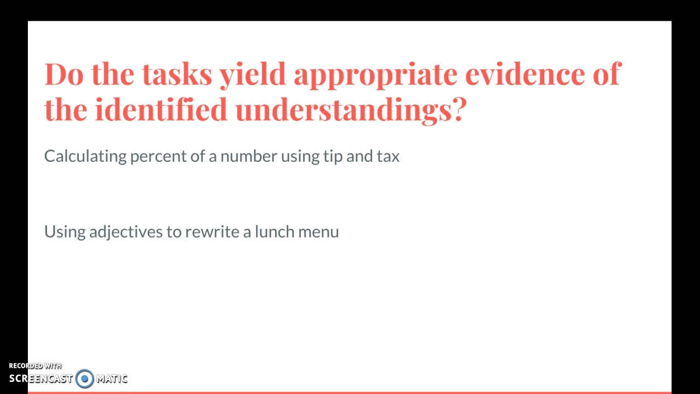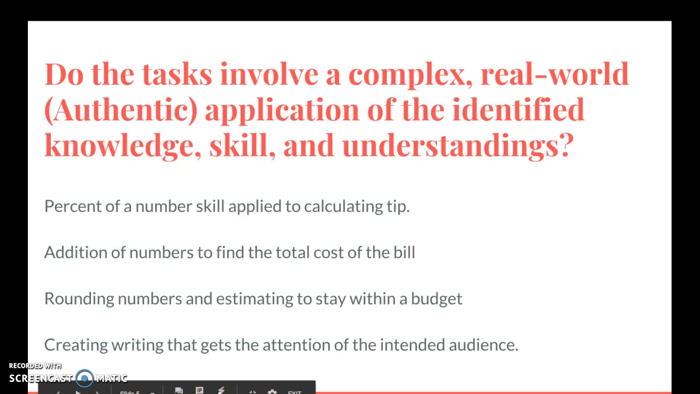Some of the questions: do the tasks yield appropriate evidence of the identified understandings? I think they do. My students needed to calculate percent of a number. I had my more advanced students calculate the tax as well as the tip. And then my students also used adjectives to rewrite the school lunch menu.